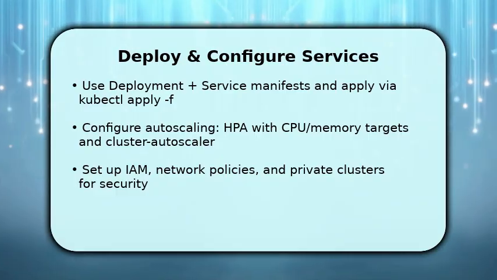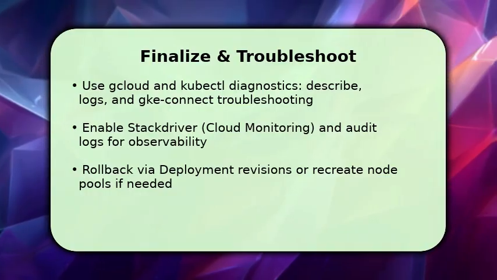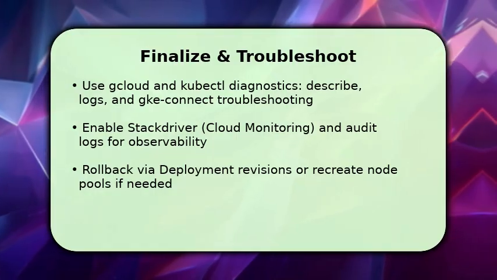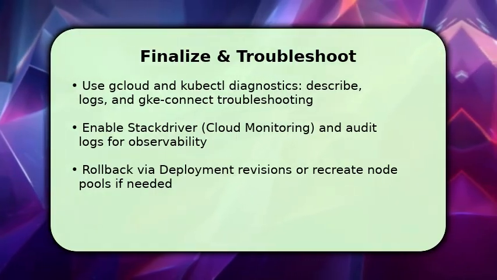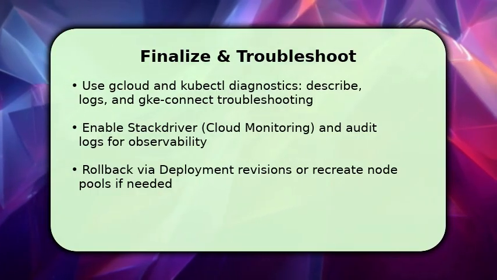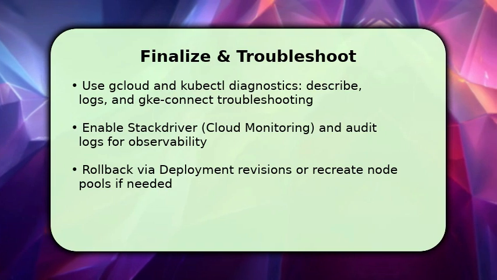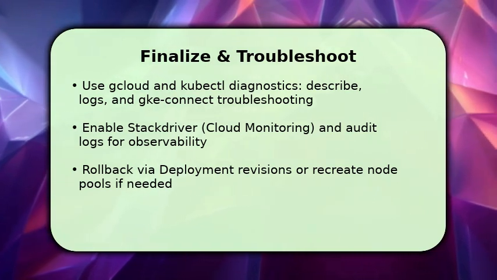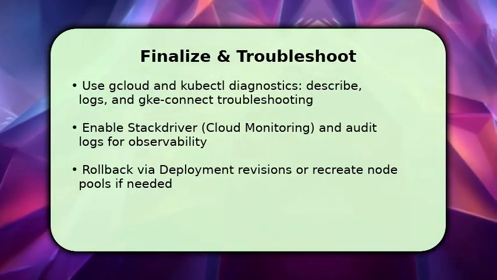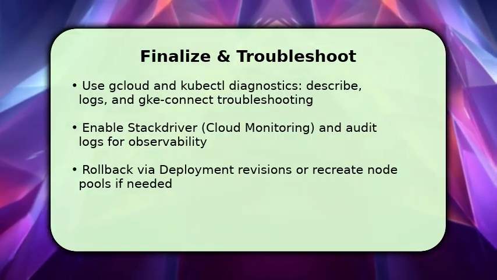Finish by validating and hardening your deployment so production runs smoothly. Confirm health checks, readiness and liveness probes, and review logs with kubectl logs and gcloud logging to find issues. Once done, enable Cloud Monitoring and audit logs to observe performance and security events. These tools explain why incidents happen. If an upgrade or rollout fails, use kubectl rollout undo to revert, or recreate node pools to fix node-level failures. One tip: check events and describe resources first. They usually reveal root causes quickly.